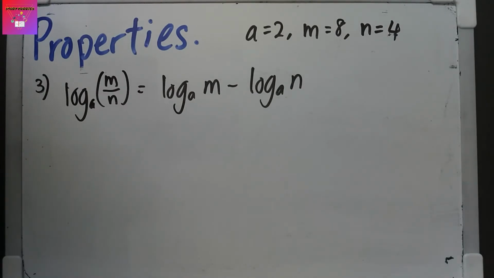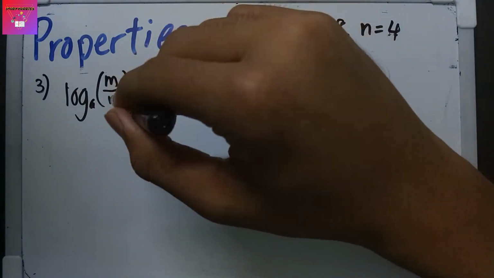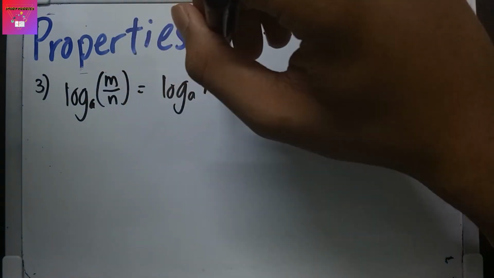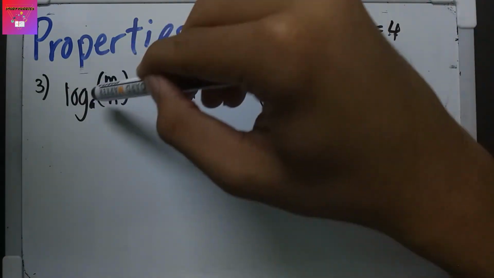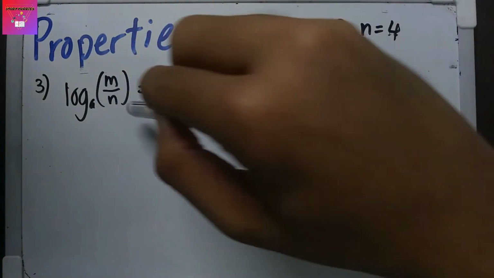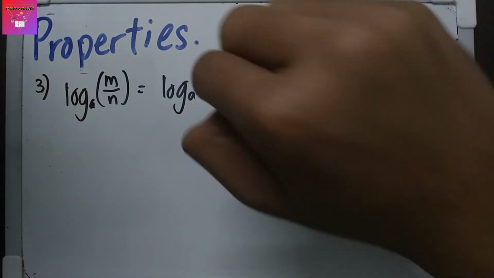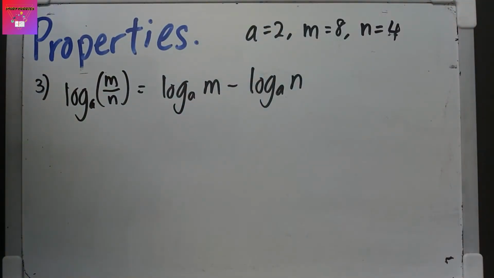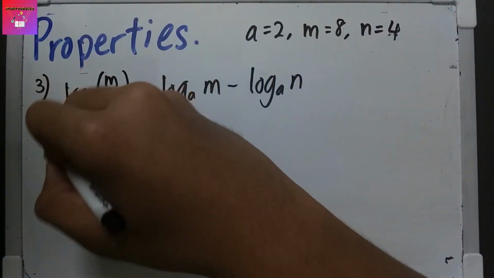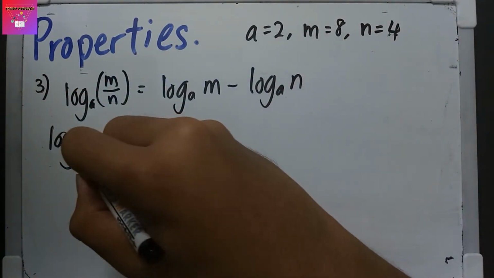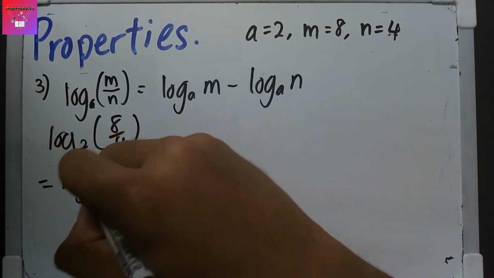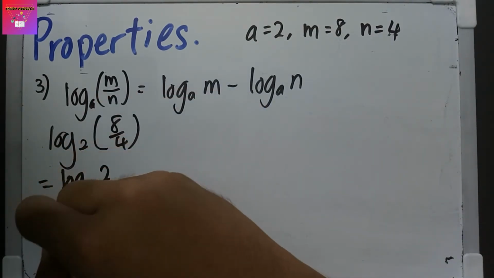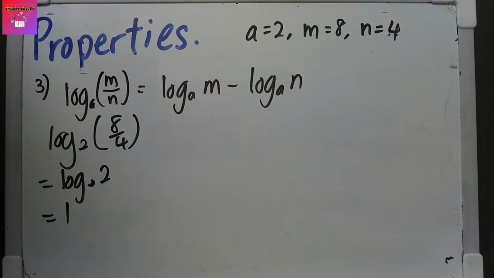So the next property is a division means minus. So m divided by n, you can write it as log base a of m minus log base a of n. Just now, if you notice properly, it was multiplication and we did an addition. Now it's a division, so we are doing subtraction. So let me prove this to you. I'll start off with this side. Log base 2 of 8 over 4, which brings us to log base 2 of 8 divided by 4, which is 2. Since 2 is the same number, the answer is 1.